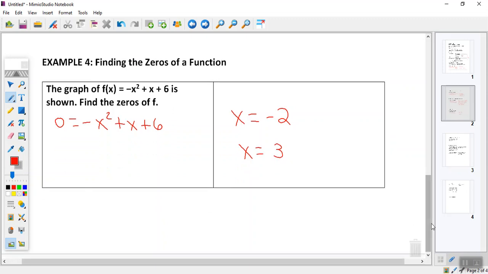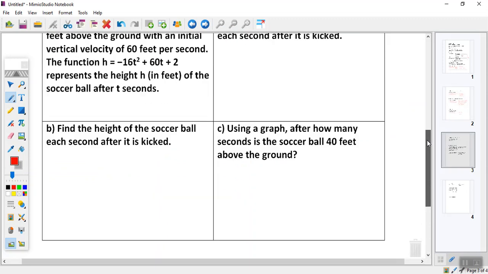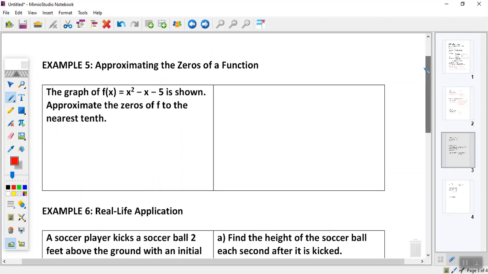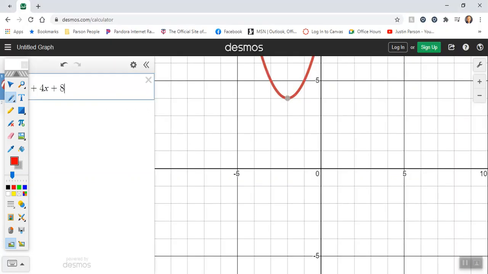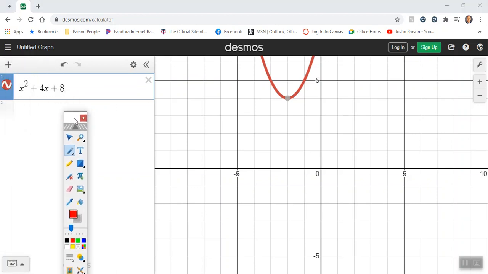Third page, friends. Approximating what, kids? Now, sometimes when we do this, we don't get the nicest numbers in the world. It says the graph of f of x equals x squared minus x minus 5 is shown. Actually, it's not shown. We're going to show it here. It says approximate the zeros of f to what? This is what's cool about graphing here. You get a pretty good idea of what you need right here. So, kids, help me out. What was that? x squared minus x minus 5.